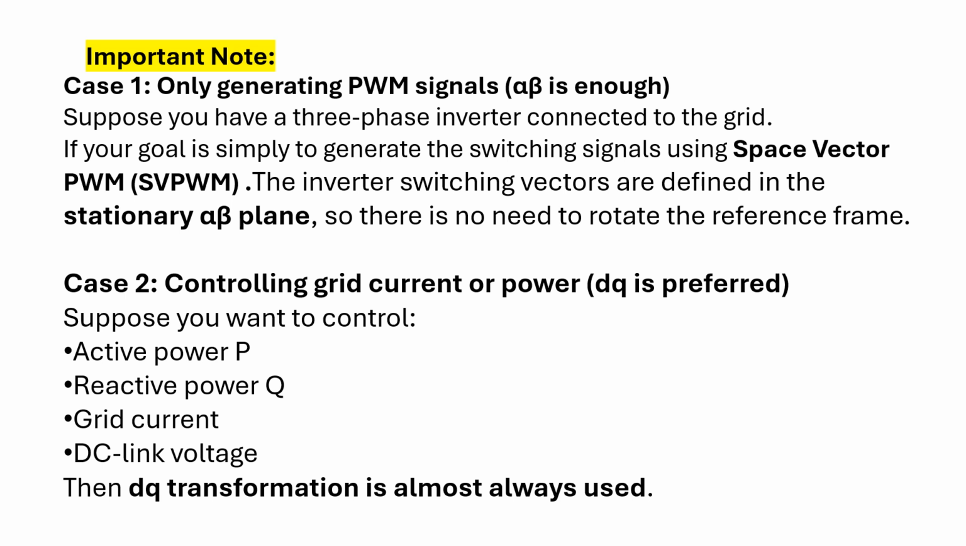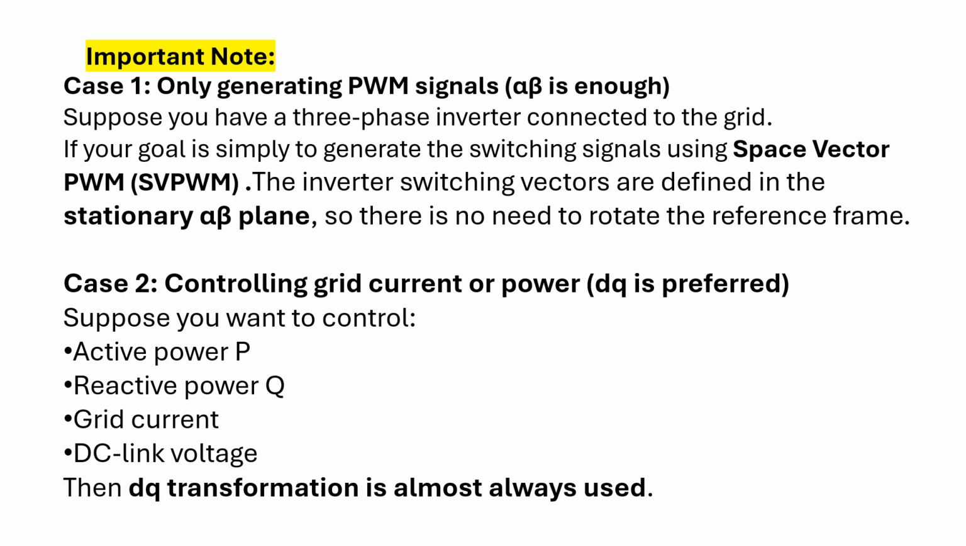In case 2, controlling a grid current or power using decoupling. Earlier we mentioned controlling this using alpha beta. Actually, if you want to convert ABC to DQ, we can first use ABC to alpha beta and then alpha beta to DQ. Suppose we want to control active power and reactive power feeding to grid, then we can go with DQ control. Grid current we can control, and DC link voltage also we can control using this DQ reference theory.